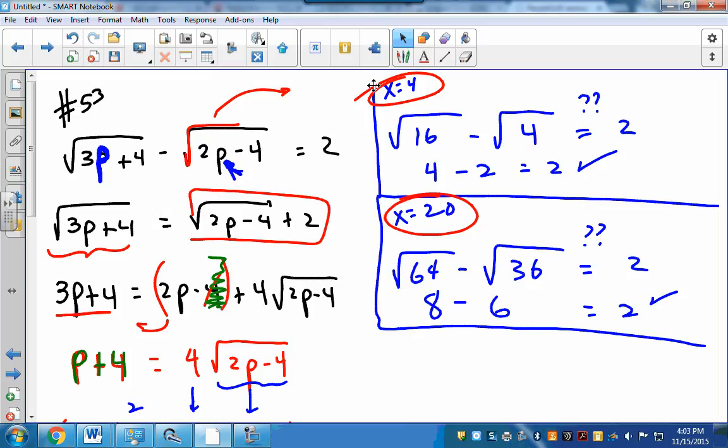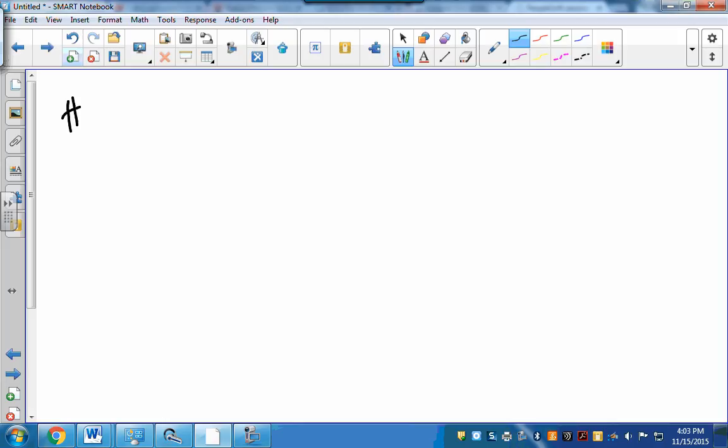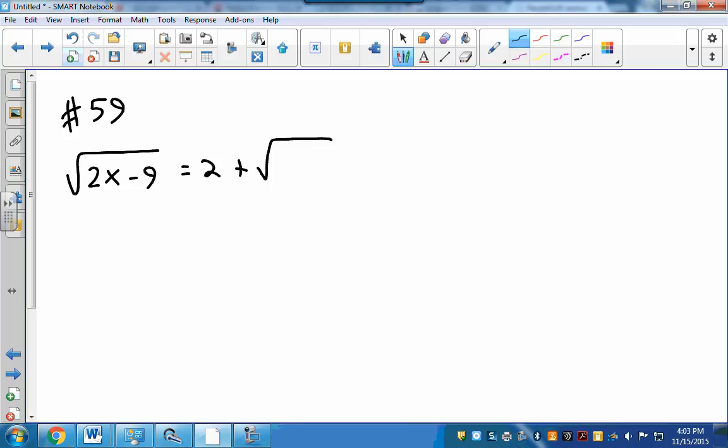Let's see. The last 2 in this problem set, number 59 and number 60. The directions say write it as a radical and then solve using the procedures. Okay. So this is number 59. I'm going to write it as a radical. So we have the square root of 2x minus 9. That's the 1/2 power. On the right side, we have 2 plus the radical of x minus 8. Again, this radical's isolated, so I'll go ahead and square that immediately.